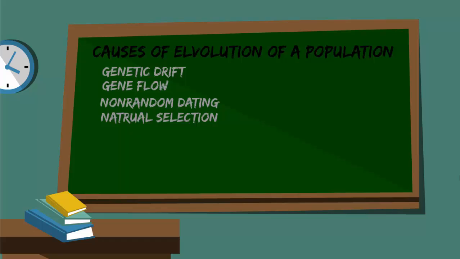Natural selection is the major mechanism of evolution in any population. Those individuals who are better adapted in a particular environment exhibit better reproductive success. They have more offspring that survive and pass their genes onto more offspring.